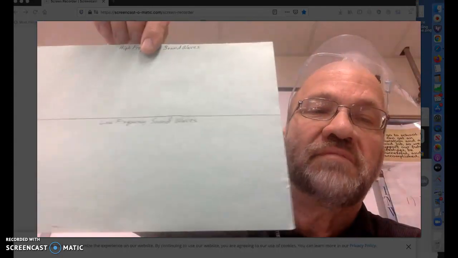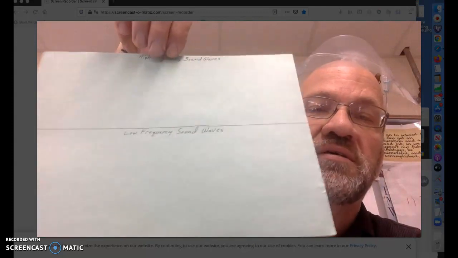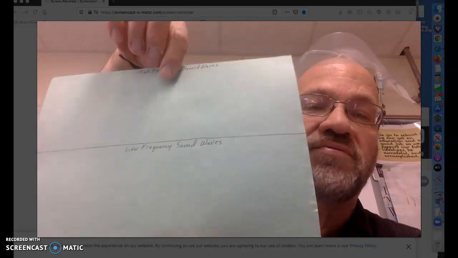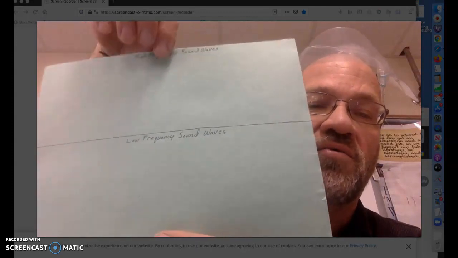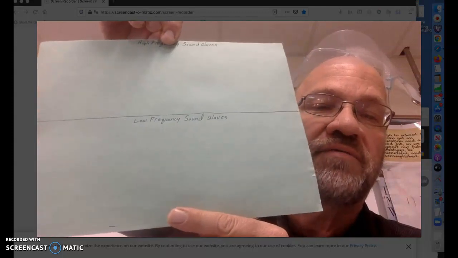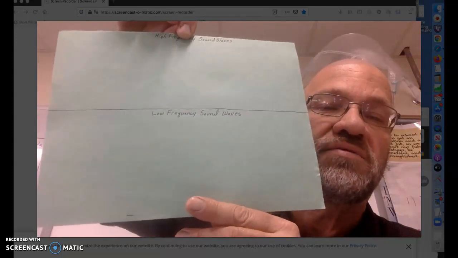Then on the back side, you have high frequency sound waves and low frequency sound waves. So you're going to make high frequency ones here and low ones on the bottom. We looked at them, we've talked about them enough, so that's what you need to do there.